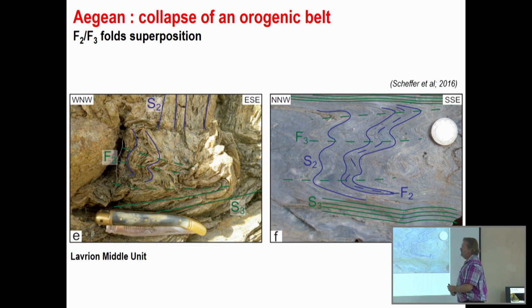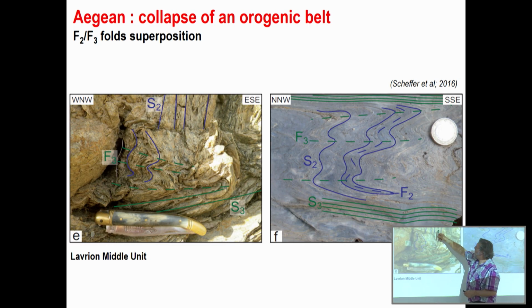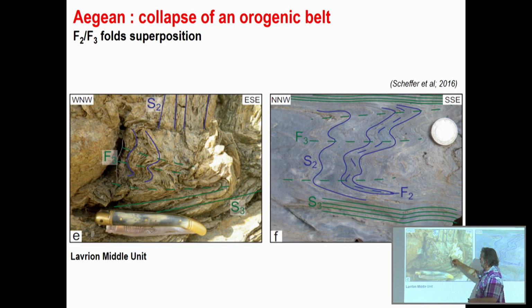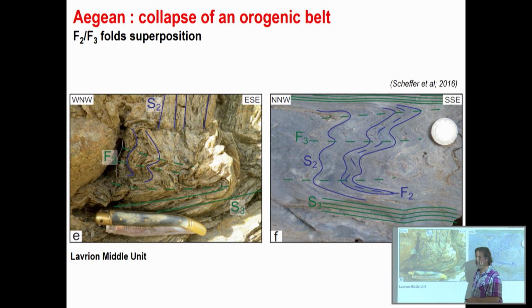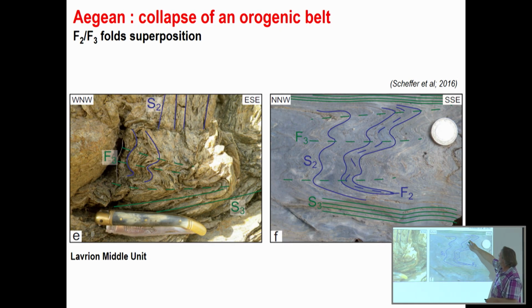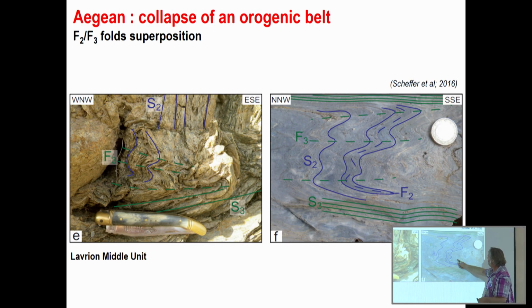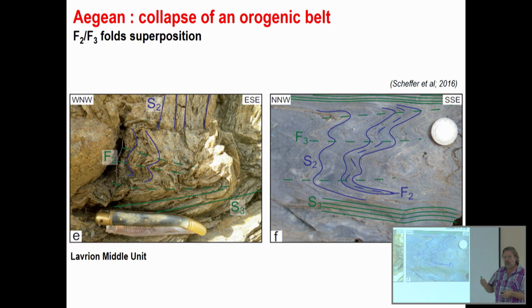Better example, but it's here only S2 and then S3. Another one with F2 and S3 with gradients of transposition. Here the S2 is better preserved, and here you only see S3. And you have to catch these in the field. That's part of the structural analysis.